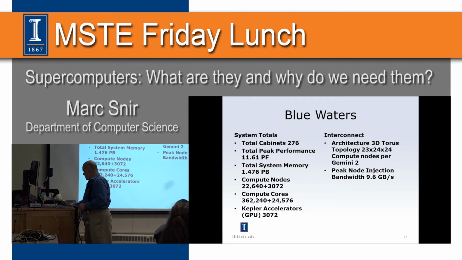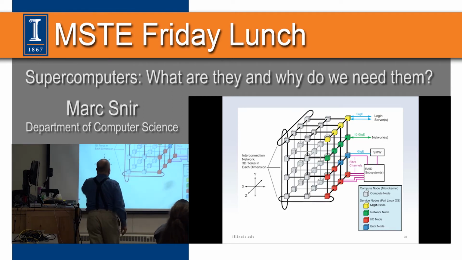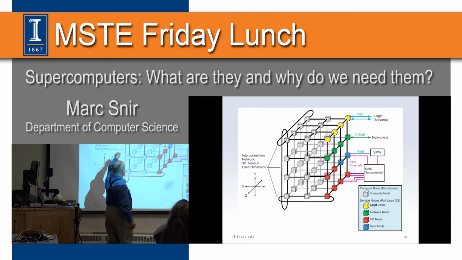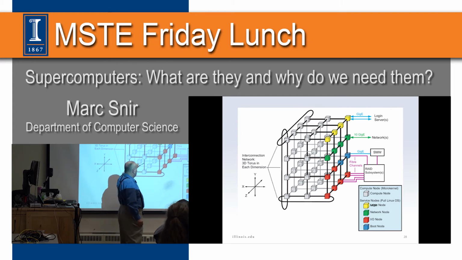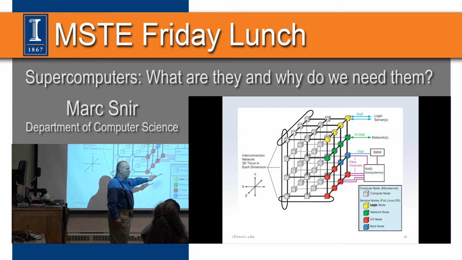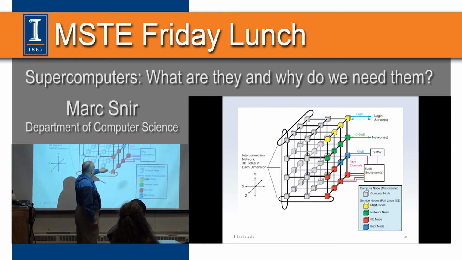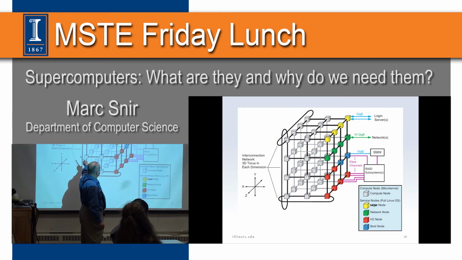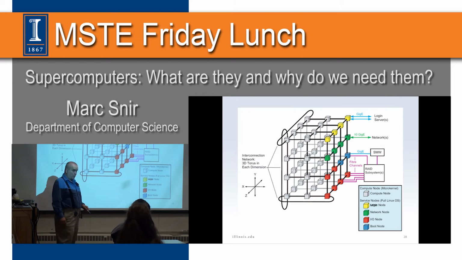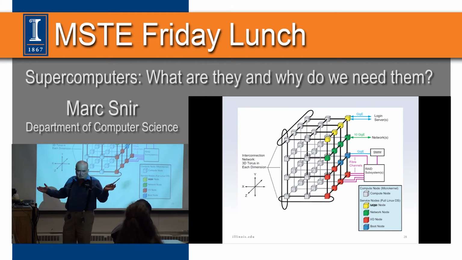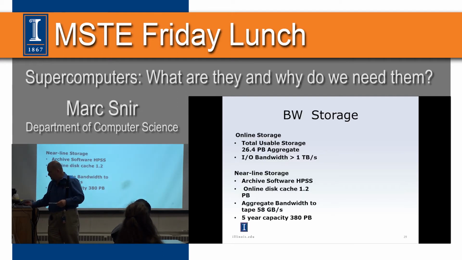I won't go into the details. Basically, all these nodes are connected together in a 3D mesh, 3D torus. You can think of it as the surface of the big machine room, and then the height of each rack, and then you have the disks which are somewhere. You have connections to the network, connections to the outside world, and so on and so forth. So that's basically a supercomputer.